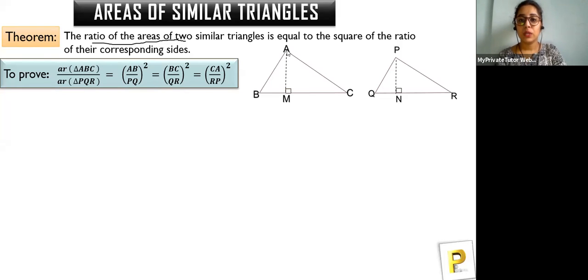Now you know A corresponds to P, correct? So now what are they telling? That the ratio of areas is equal to the square of the ratio of the corresponding sides, for each of the corresponding sides. Okay, let's check out how you can do this.